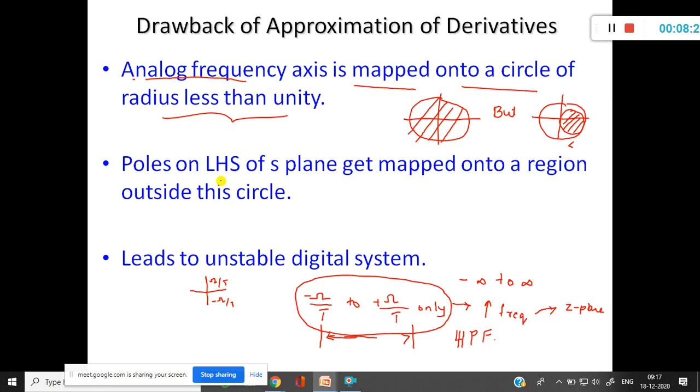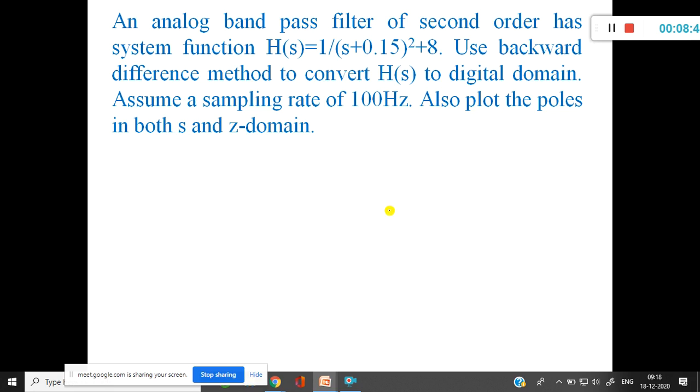Sometimes what happens is poles on the left hand side of the S plane get mapped outside this circle many a times. When it happens, it means that the system is going to be an unstable system. That is one of the disadvantages in this case. With that, we'll move on to solving the examples.